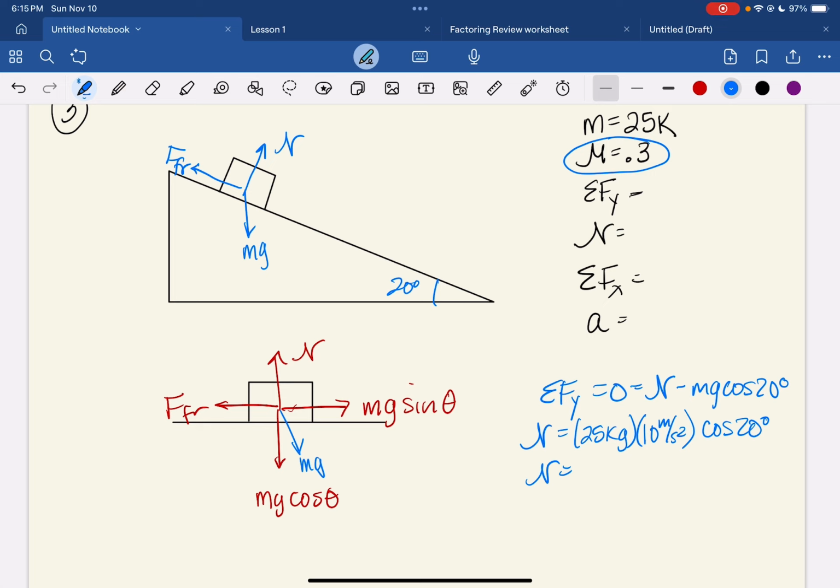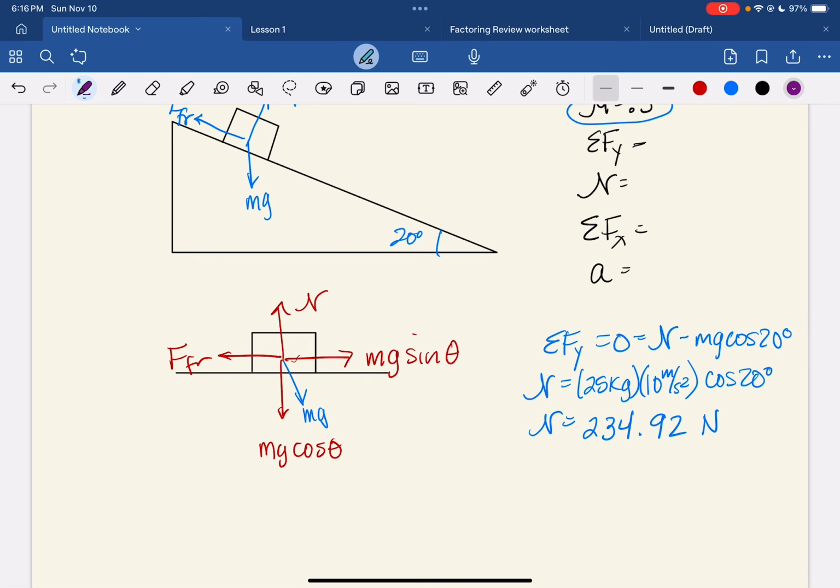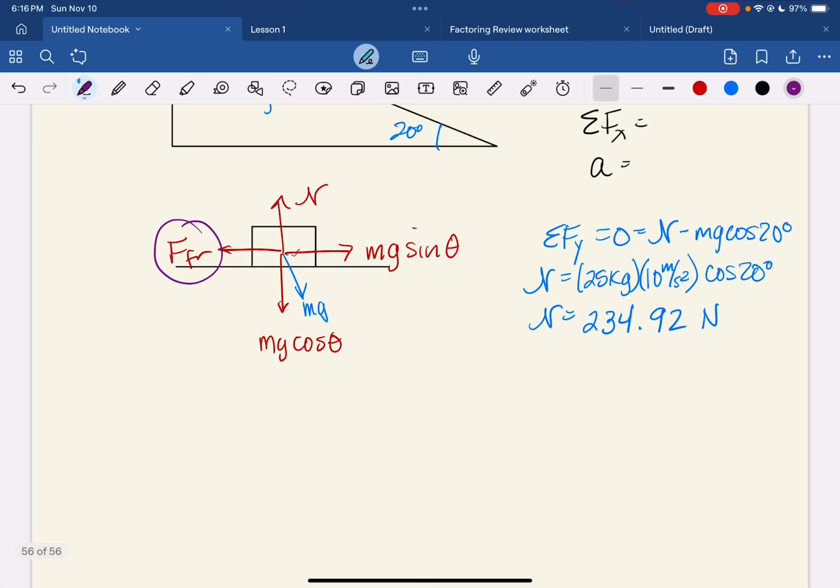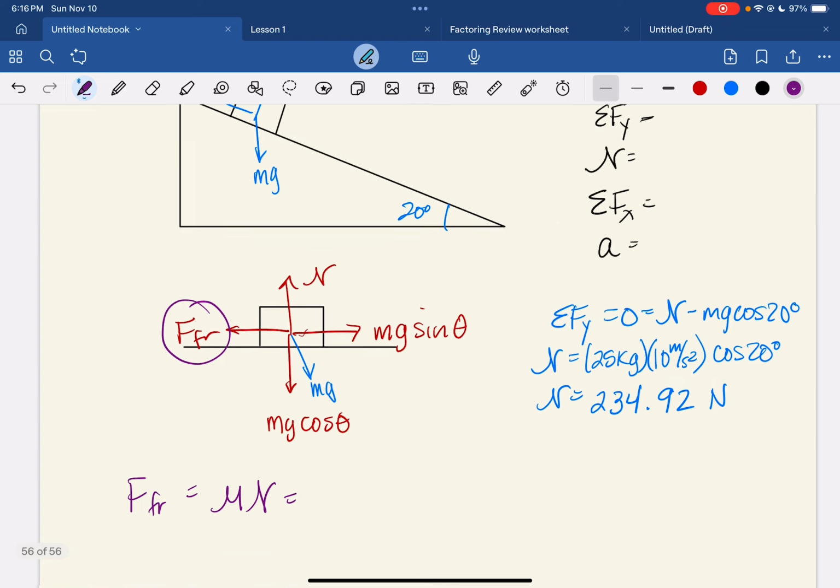So let me grab my calculator real quick. So that's 250 times the cosine of 20, which is 234.92 newtons. All right, so we've got that done. The next stage is to actually figure out what this force of friction is, just so that we can sum our forces in the x direction. So my force of friction is going to equal mu times normal. So my mu is 0.3.